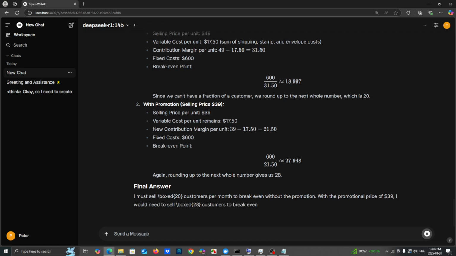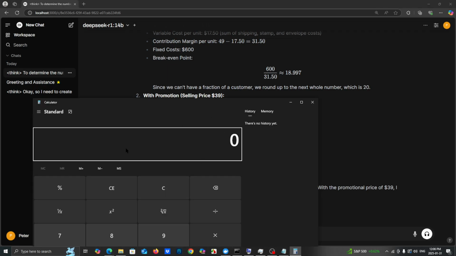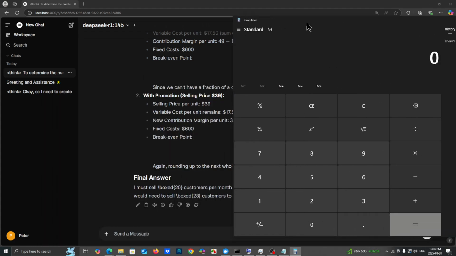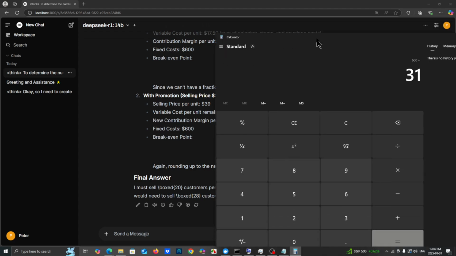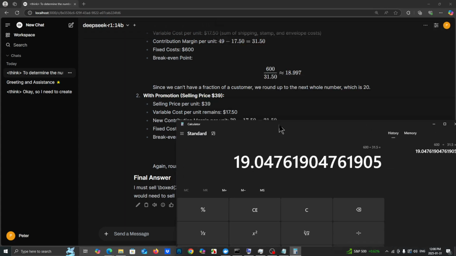Why doesn't it round off to 19? Okay, there might be a problem here. And here it's rounding off to 28, which is fine. All right, let me just check. So the fixed cost is 600. Whoops. 600 divided by the contribution margin, which is 31.50. And we have 19. So it made a mistake.